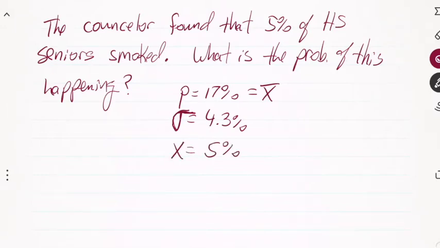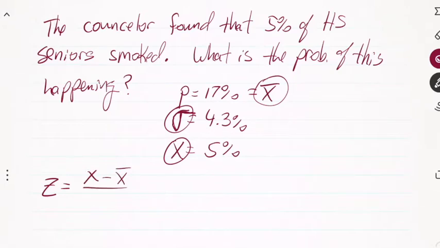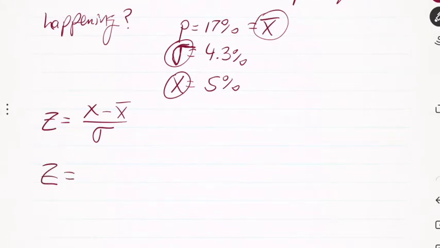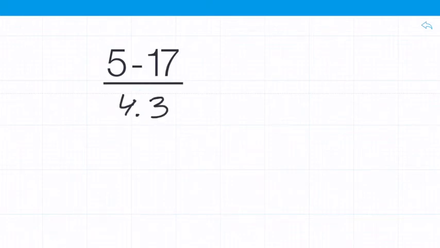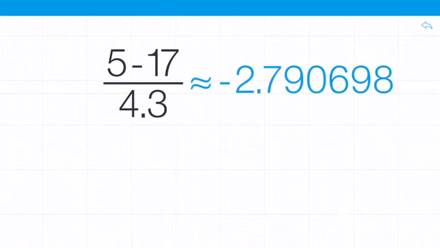if you don't know where I'm going with this, X bar, a standard deviation, and X, if we put them together, that's usually a Z score. So we'll have Z is equal to X minus X bar over the standard deviation, represented by sigma this time. So we'll have Z is equal to X, which is 5, minus X bar, which is 17, and then divided by the standard deviation of 4.3. This might even go off the charts. So 5 minus 17 over 4.3. Negative 2.8.